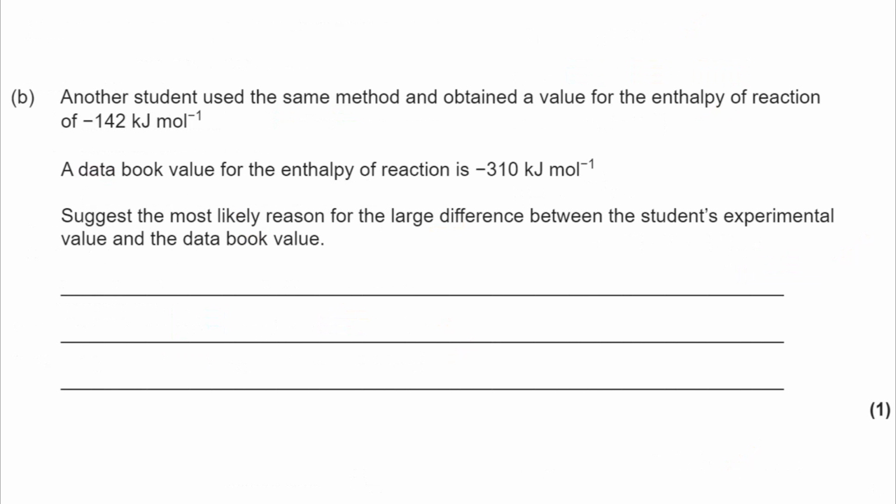Moving on to part B, we have another student using the same method obtaining a value for the enthalpy of reaction of negative 142. But that's a big difference from the databook value of negative 310. What's the most likely reason? Well, it's a very short answer actually, despite the space given. It's heat loss. If heat is lost, we don't get a true measure of the energy change within the reaction. And that's really what the 6 marker is leading to.